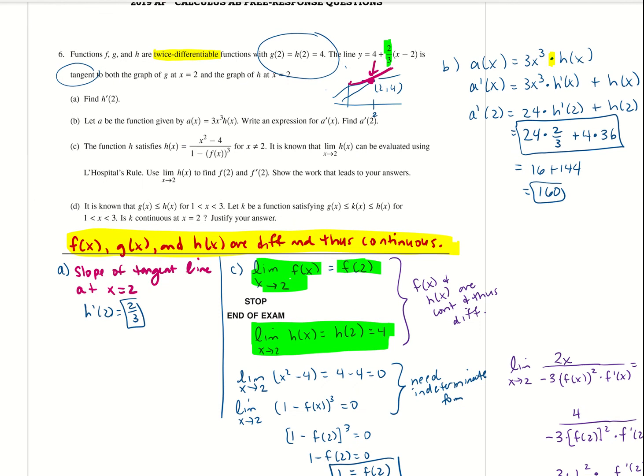Okay, so we got 1 out of 1 here. 2 out of 2 here. This is now 4 out of 4 with the way it's written, but I only got 2 out of 4.